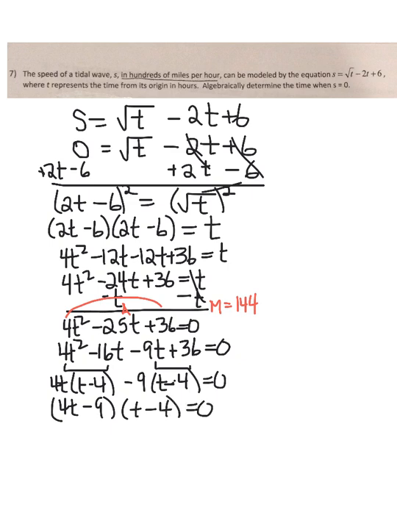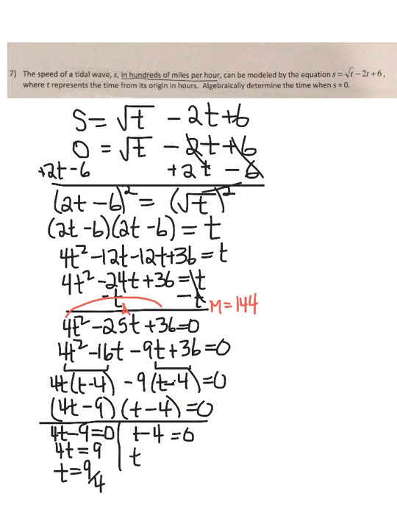Okay, so again, it says algebraically determine the time when s is equal to 0. So I'm going to do my little t-chart here. And I'm going to set 4t minus 9 equal to 0. So I know that I can add that 9 over, so that's going to be 4t equals 9. And then I know I can divide by 4, so t will equal 9/4. And then on the right-hand side, I have t minus 4, set that equal to 0. And I know I can add that 4 over, so that will be t is equal to 4.